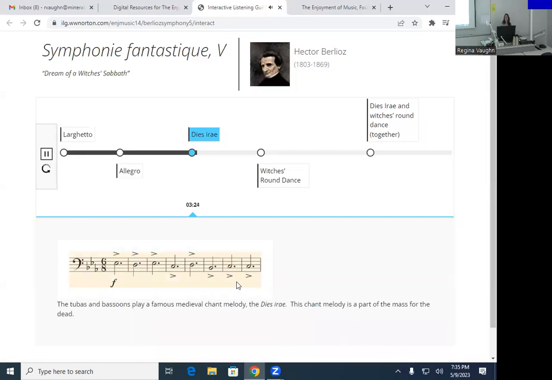And this is based on a medieval chant, the Dies Irae. So this takes us full circle back to when we were listening to monophonic chant. And this would be familiar to his listeners. They would know that tune.